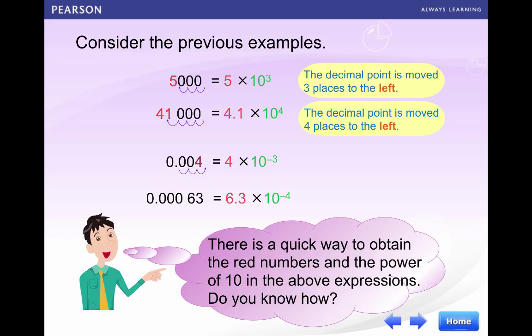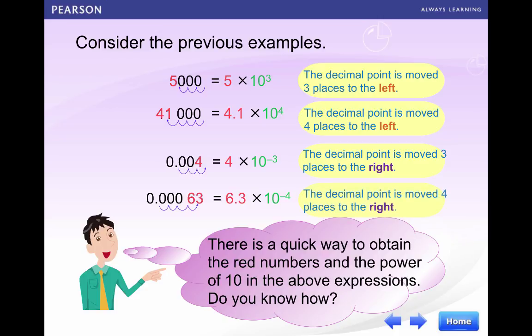And for this one, the decimal point will move to the right by 3 places. So the power will be negative 3. And the last one, the decimal point altogether moves 4 places. So the power will be 10 to the power negative 4.